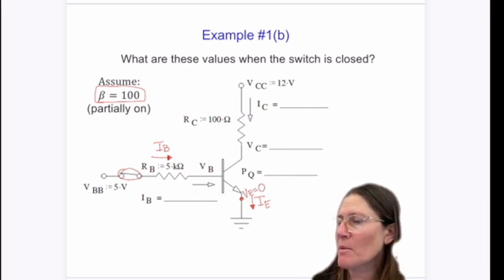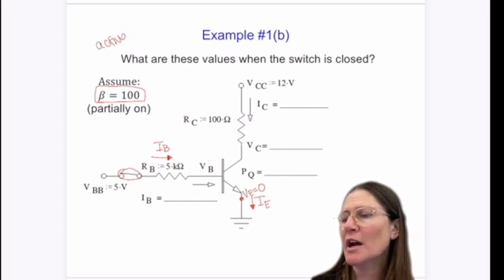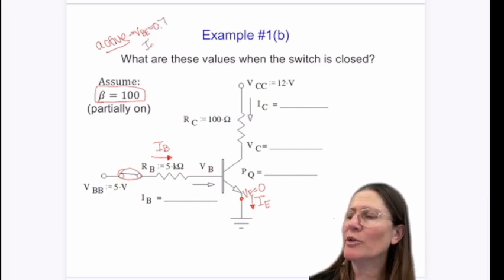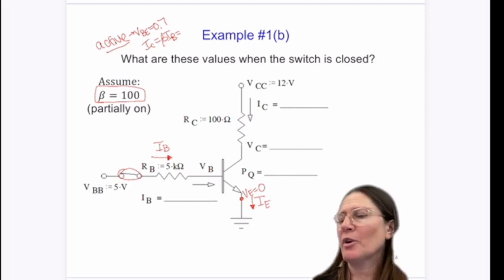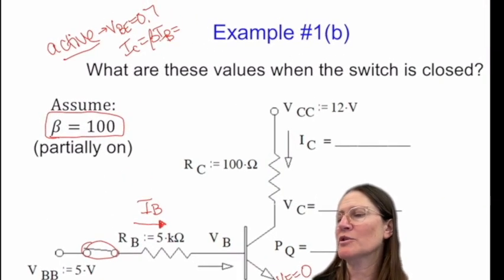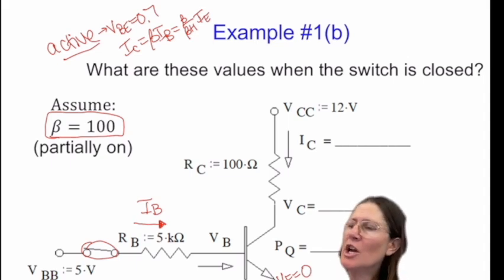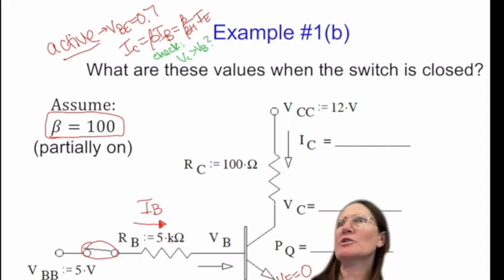so with it being partially on, we're going to say this is active mode. So we're going to assume active. With that, we can set VBE equals 0.7, and then we also can use this relationship using beta. So IC is equal to beta IB is equal to beta over beta plus 1 IE. Our check here will be if VC is greater than VB. So that will be the check that we'll need to do at the end.